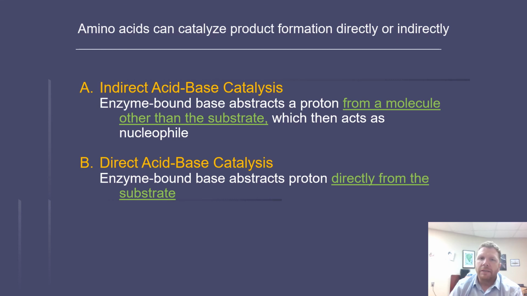Other amino acids can catalyze product formation through indirect acid-base catalysis. An enzyme-bound base abstracts a proton from a molecule other than a substrate, which then acts as a nucleophile. Direct acid-base catalysis is when an enzyme-bound base abstracts a proton directly from the substrate.